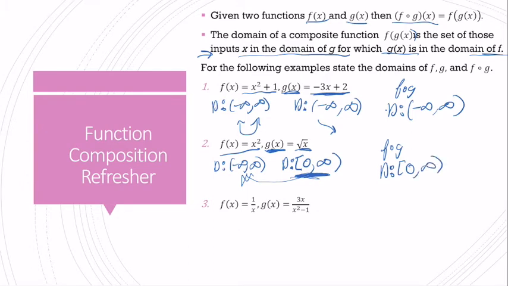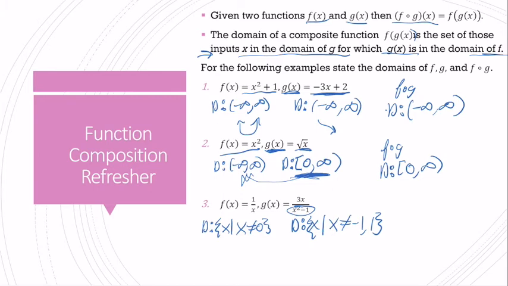Things get a little trickier when we're looking at rational functions. So if I have f of x equals 1 over x, its domain is all numbers except where x equals 0. If I look at g of x equals 3x over x squared minus 1, its domain excludes the numbers where, if I were to factor this and set it equal to 0, its domain is all numbers except where x equals negative 1 or 1. So the domain of my composite function might be a little hard to see.